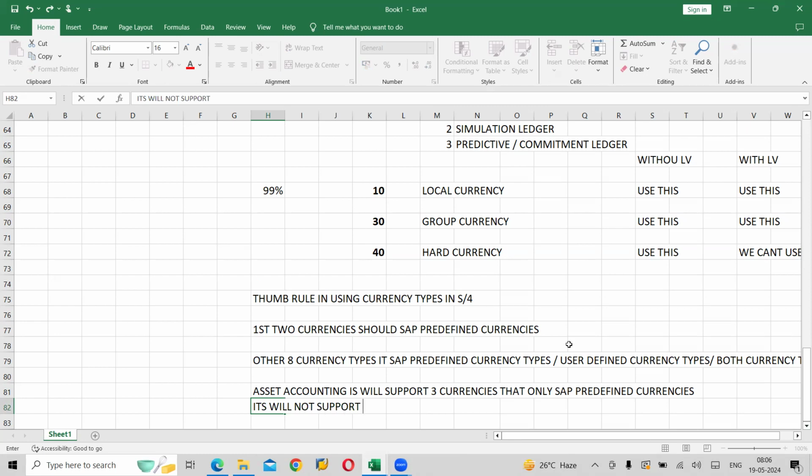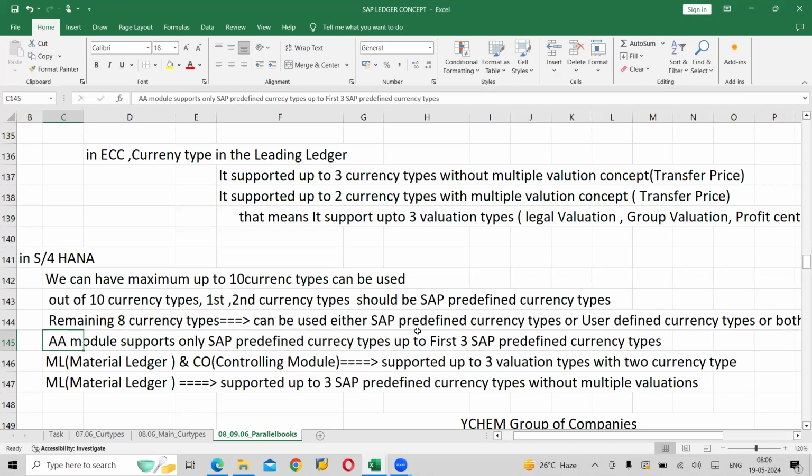Okay, it will not support user defined currencies. Asset accounting is not going to support user defined currencies, both in SCC and as well as in S/4HANA. This is a change. Understood? Any question? Asset accounting module, it won't support user defined currency types. Next. Three currencies will be supported in asset accounting.